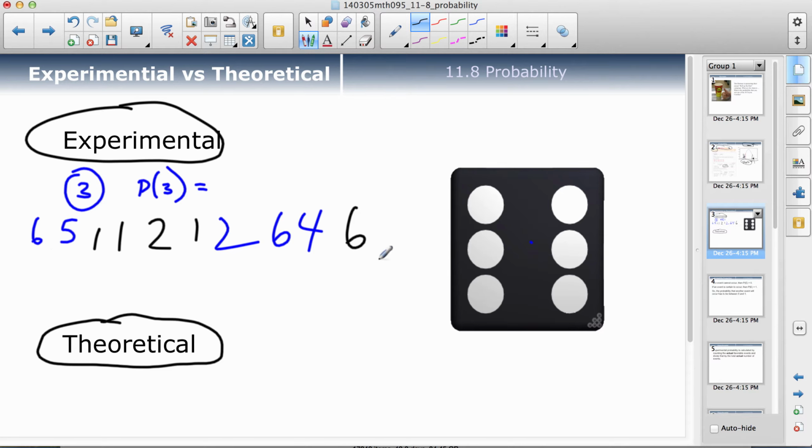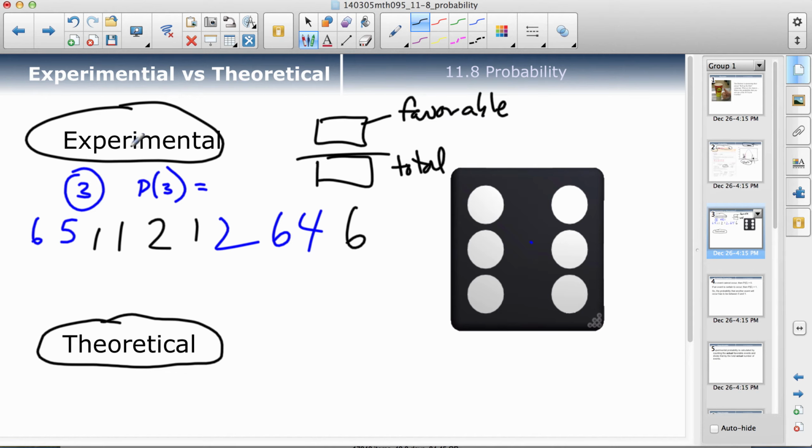In order to determine the probability of getting a 3, you always figure out a fraction. The top number is the favorable things, the things that you wanted to have happen, and on the bottom of the fraction is the total number of things that did happen. In this case, experimentally, the probability of rolling a 3, I didn't get any 3s, so that would be 0 out of the 10 times I rolled it. So experimentally, the probability of getting a 3 with this particular die was 0 out of 10.